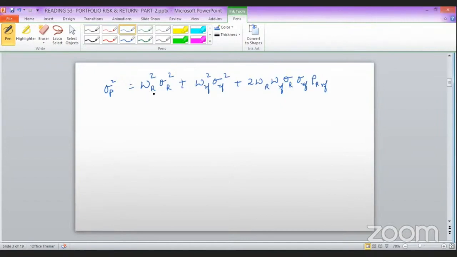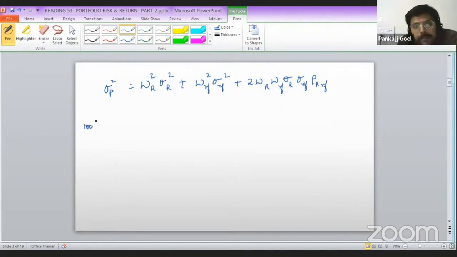Now logically think, what will happen if I put 100% of my money into risk-free? It will become zero. It will also become zero. And in case of risk-free, the standard deviation of risk-free is zero. So what will be the standard deviation in this case? It will be zero only. Is this point clear? Is it fine? Yes. Okay.